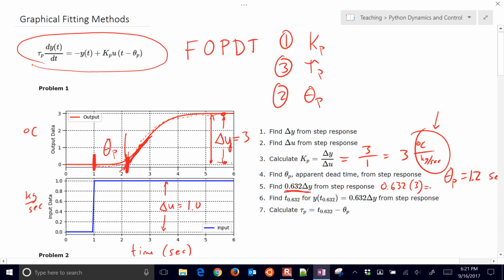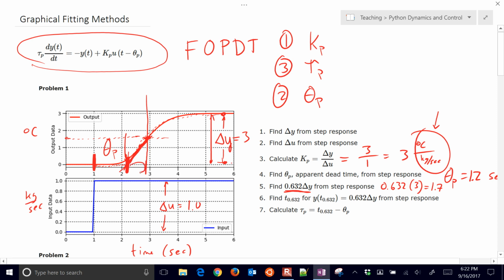Okay, and that's going to be about 1.7 or so. This is just a graphical method, not very precise, but about 63% of the way there. That's where it intersects that line, 1.7, 1.8. Then I find the time at which that crosses that threshold. So here's my time here, about 2.9.